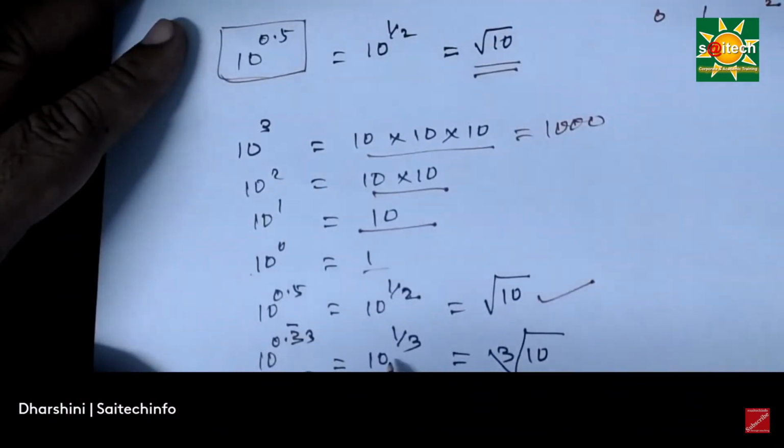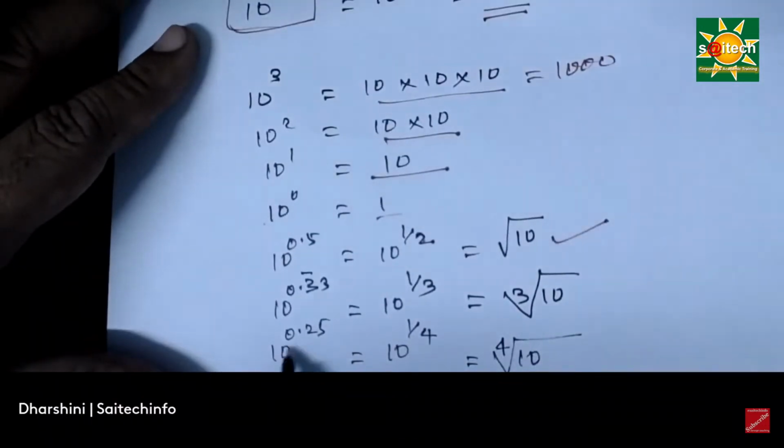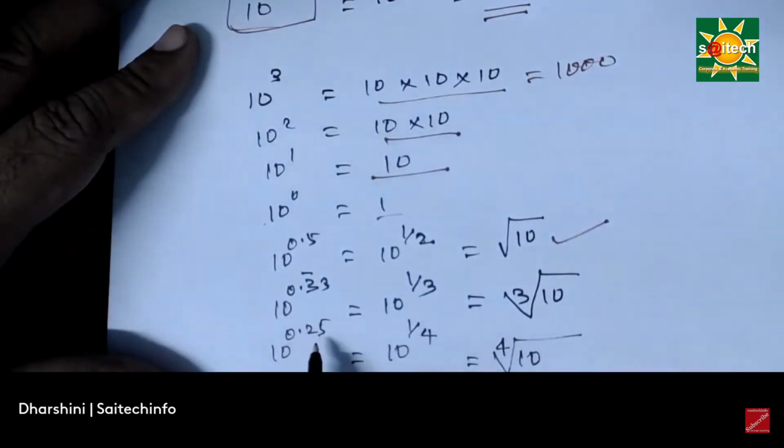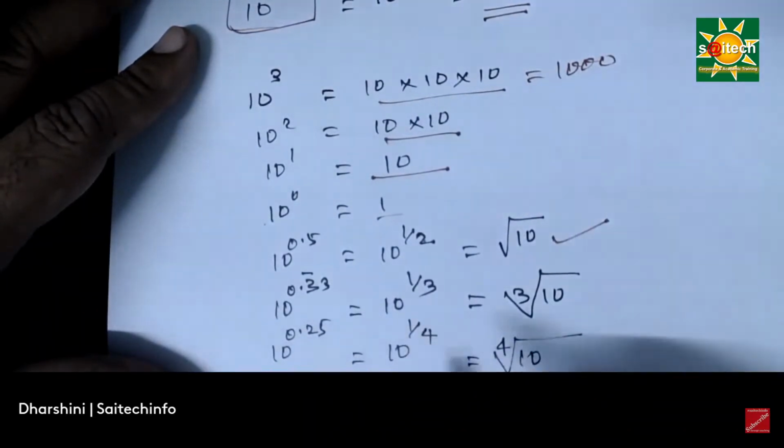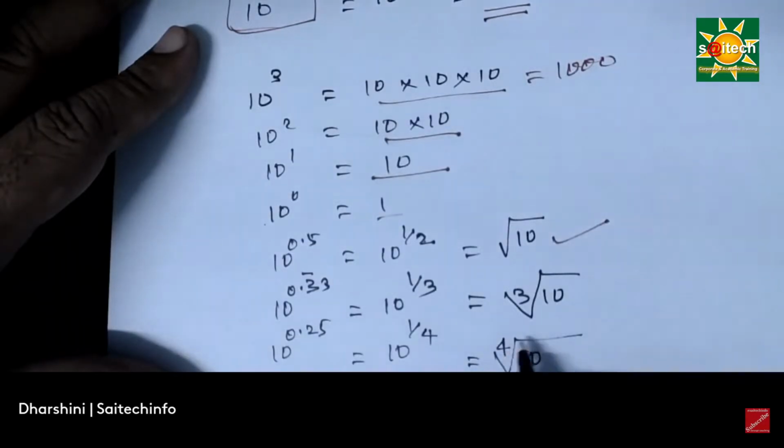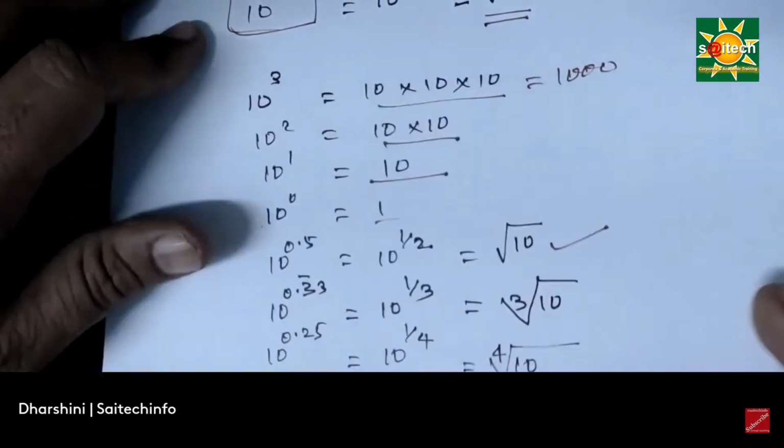So that is nothing but 10 power 1 by 3. It means cube root of 10. So you have to find out the number so that when it is multiplied 3 times, you can get 10. That is the meaning. For example, 10 raised to power 0.25 means 10 power 1 by 4, is it not? So fourth root of 10, what does it indicate? It is the number which can be multiplied 4 times so that you can get 10. So this is the way you should be able to understand. Okay.